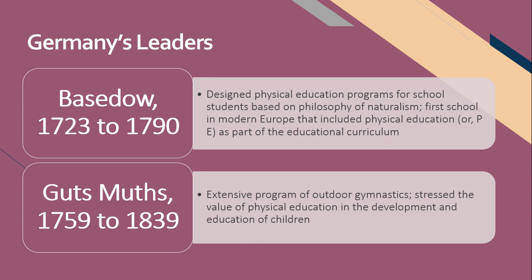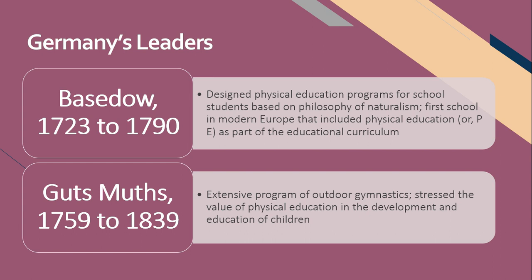Gutsmuth was an instructor in physical education at the Schnepfenthal Educational Institute, founded by Christian Gotthilf Salzmann. The school's program was greatly influenced by Basedow's naturalistic philosophy and incorporated many of his physical activities into the curriculum. As an instructor there for 50 years, Gutsmuth developed an extensive program of outdoor gymnastics, which included tumbling, vaulting, the horizontal bar, and rope ladders.